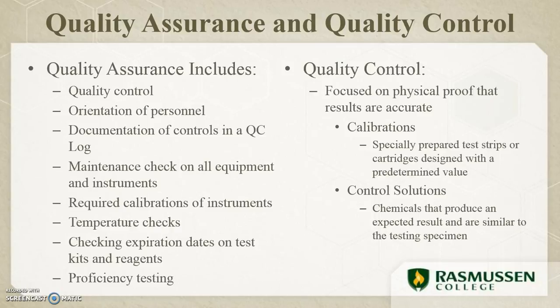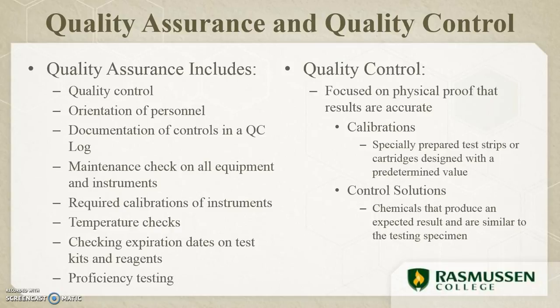When we talk about quality assurance, it should and will consist of all of the following things. Quality control. It will consist of orientation of its personnel, making sure that that is up to date and done regularly, at least once a year. It's going to have the documentation of the controls in a quality control log. It will have maintenance checks on all equipment and instruments. This is typically done about every 3 to 6 months because as machines get used, things get shifted, and we want to make sure that they are up to date at all times.